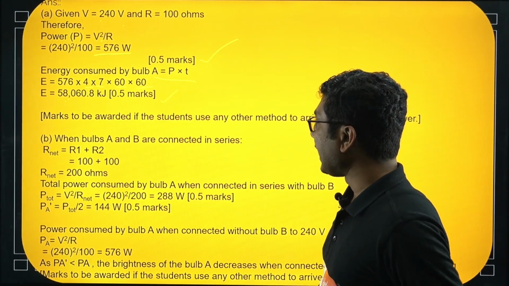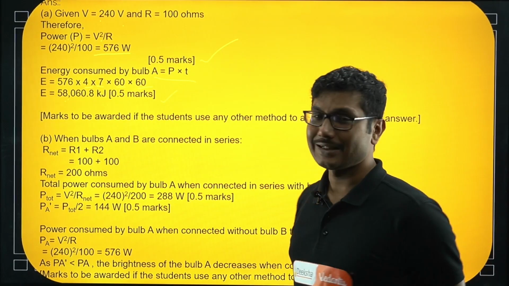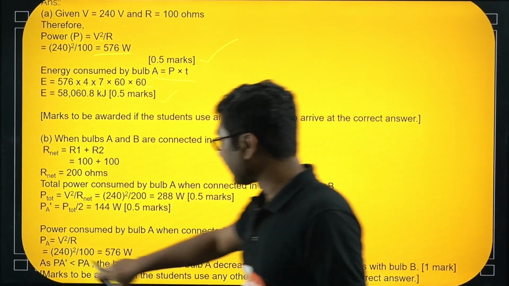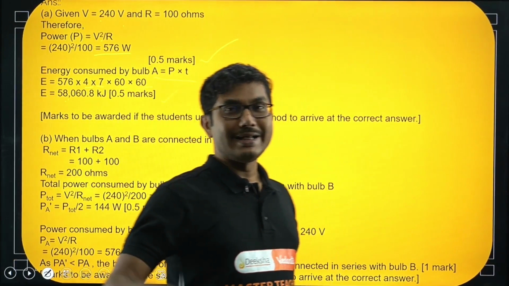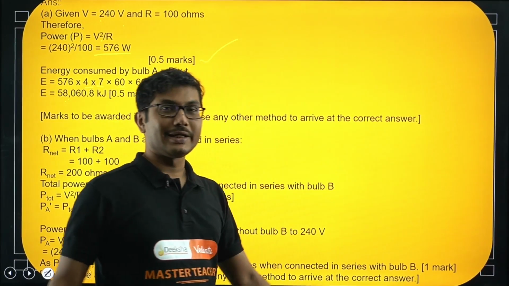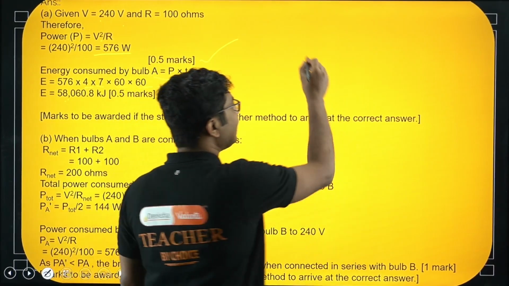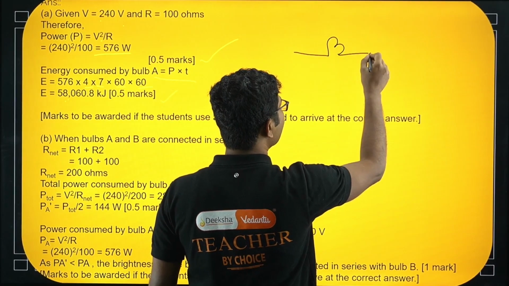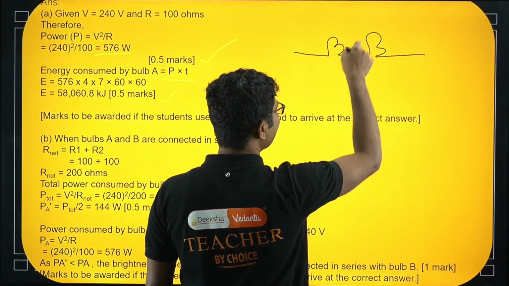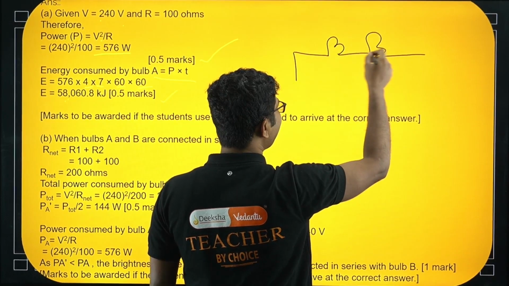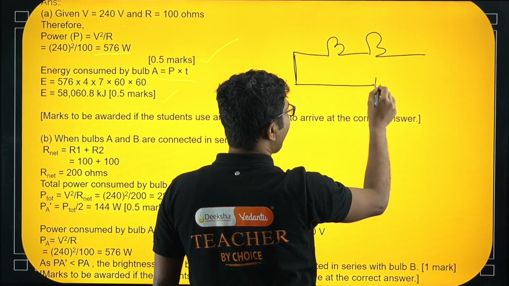When the bulbs A and B are connected in series, what is the net resistance? The second case is actually interesting. We generally say that bulbs or any components have to be connected in parallel so that they both get the same voltage. Now in this case, they have two bulbs connected. So I draw the bulb like this. It represents the filament as well as the B symbol represents the bulb.